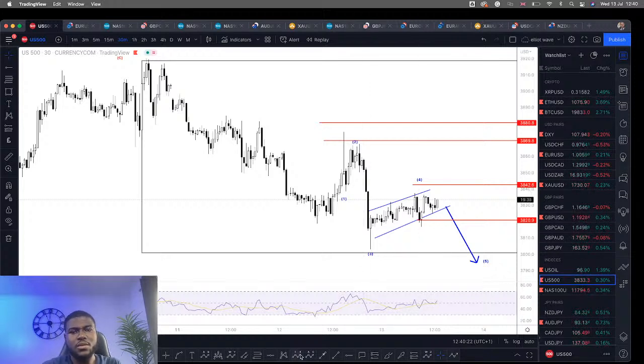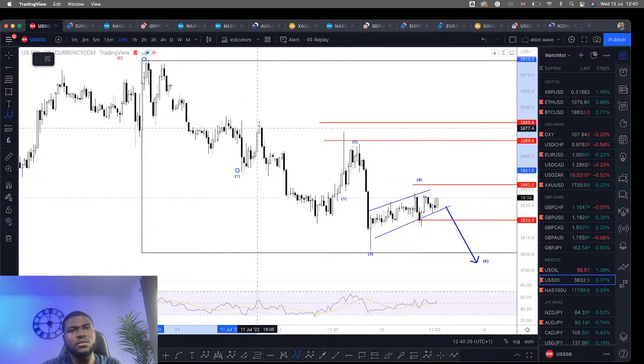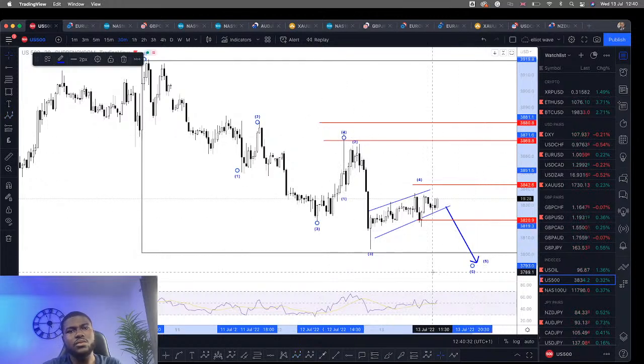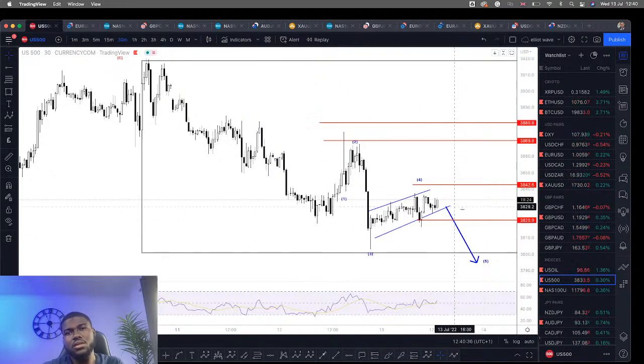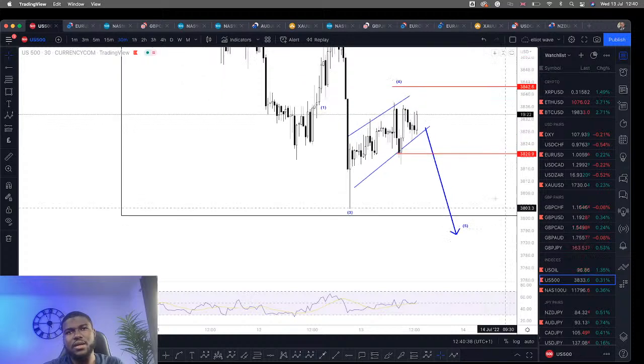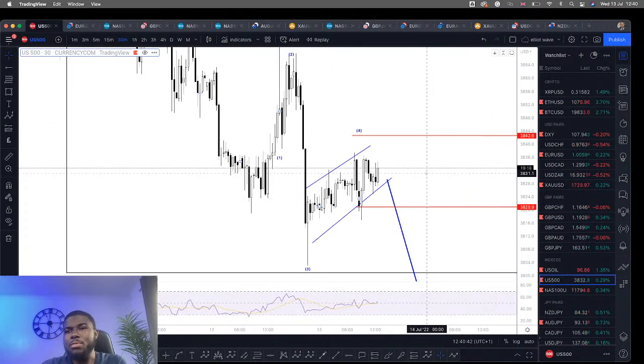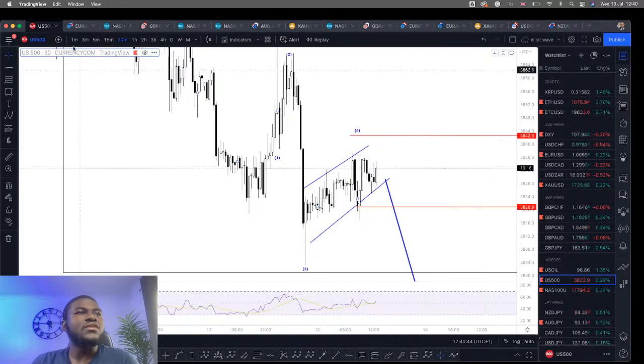Fantastic. So what we could see here is that all of this is wave 1, this should be wave 2, this can be wave 3, this can be wave 4, all of this should be wave 5. So let's just see how it works out since we know the clear direction on the bigger time frame. So that was about US 500.